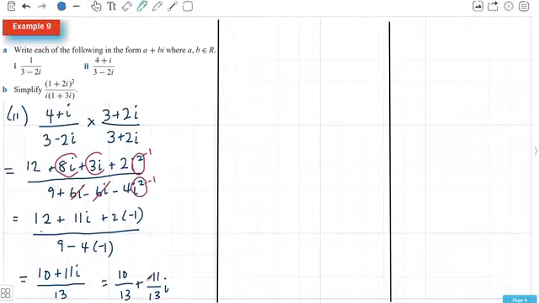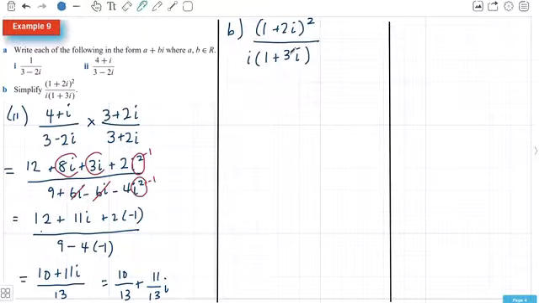The next one, which is B, is a little bit more complicated, but essentially the same idea. So we've got 1 plus 2i squared, and we've got i times 1 plus 3i. It's a good idea to first of all expand what you have there so you can see what you're working with. I'm going to expand this because then I can see what the complex conjugate is more easily. So, expanding the top line.